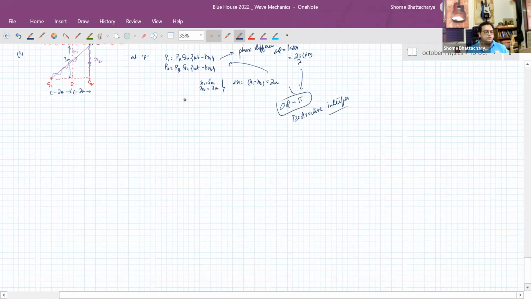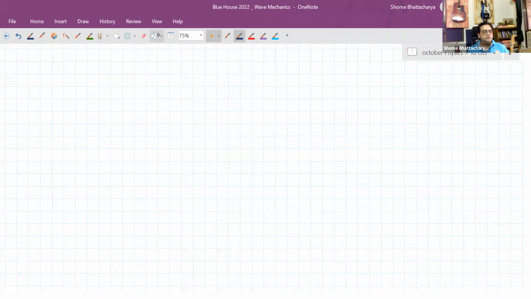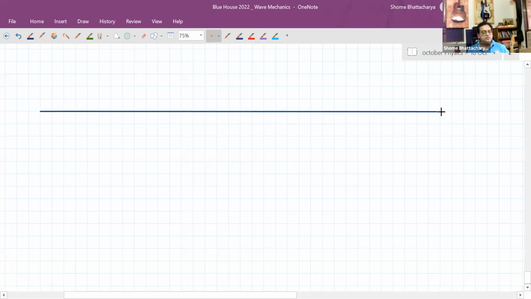Once we understand this, we can also see one thing: as your detector is moving further and further down this axis, let's say this was his original position. Now I'll take this position as x equal to 0, and he is moving along this direction. So at x equal to 0, the phase difference was 0 because the path difference delta x was 0.